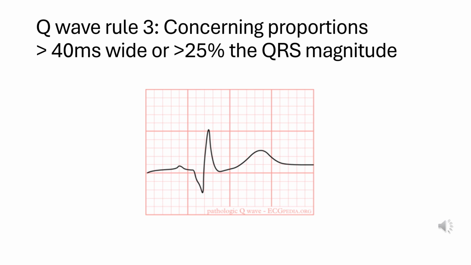The third Q wave rule regards concerning Q wave proportions. Qs that are over 40 milliseconds wide, a small box, or over 25% of the QRS magnitude are concerning for ischemia. In particular, a somewhat wide Q wave is not something typically associated with a chronic structural cause.